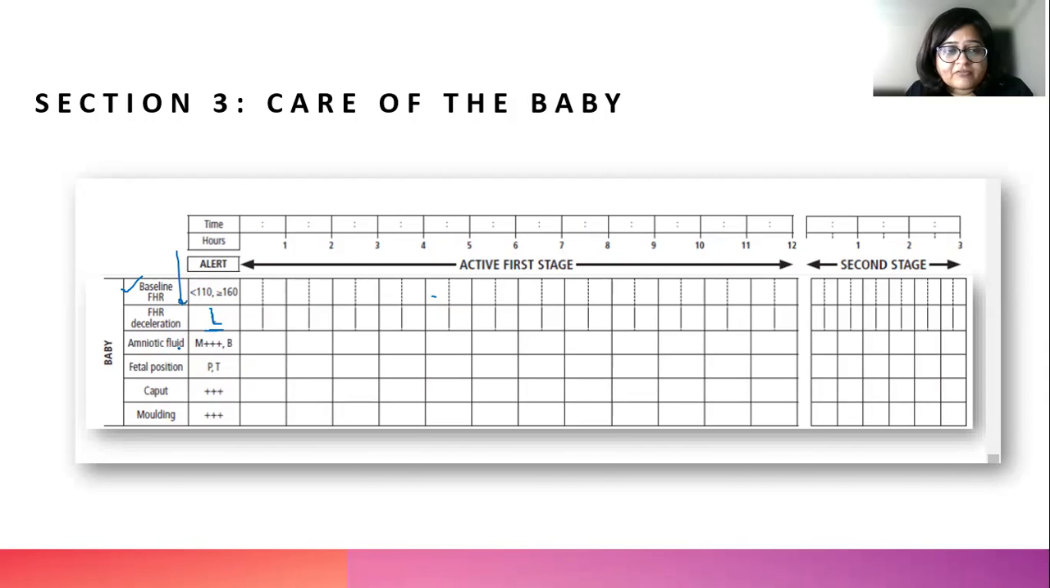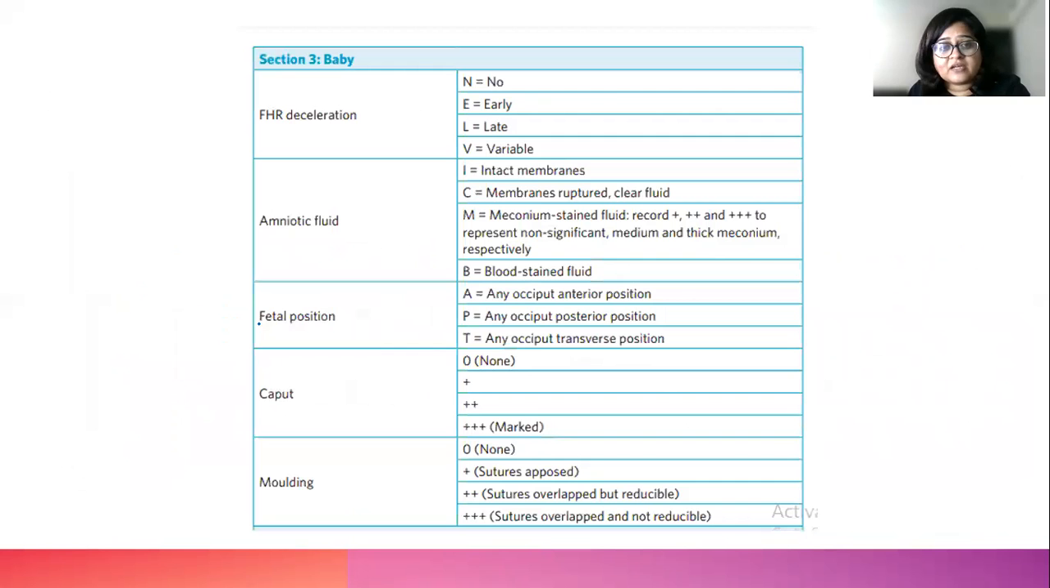Okay. Amniotic fluid, you need to use the same as what we used in the old partograph. If it's clear liquor, use C. If it is meconium, use M. If it is bloodstained, use B. Fetal position, is it occipito posterior or occipito transverse, are bad. Anterior is good. So it's occipito anterior, it's good. Caput and molding, these were all there in the previous partogram also. And if it's 3+, it is an alert finding.